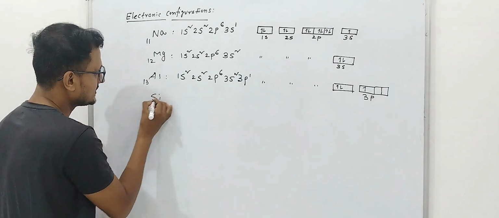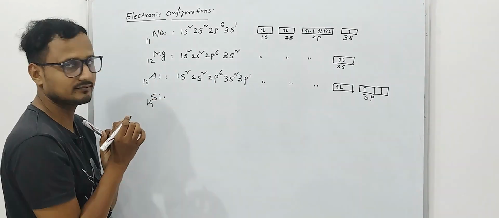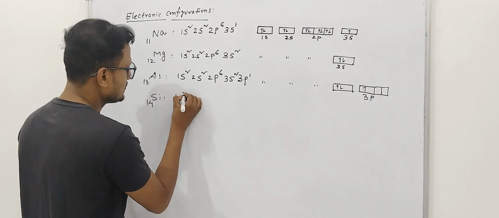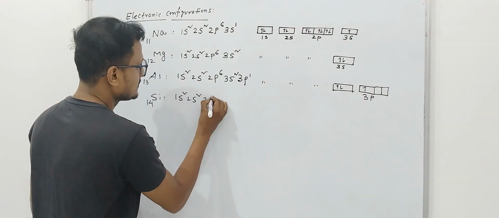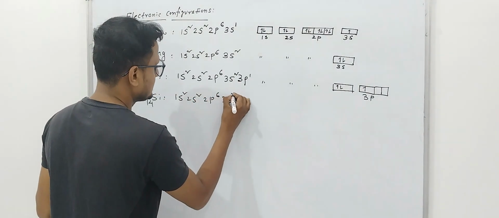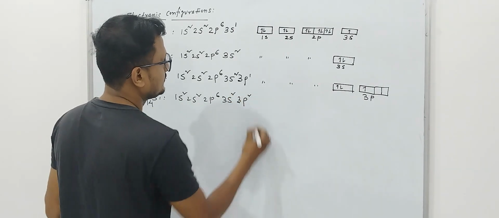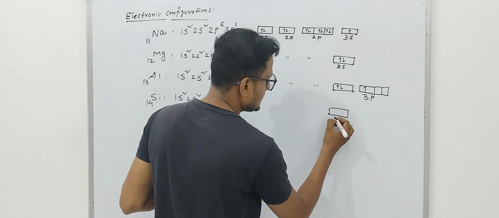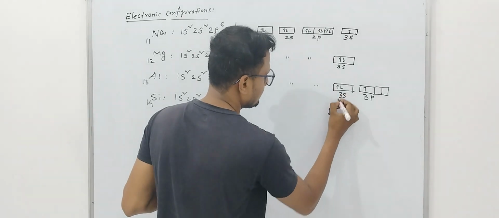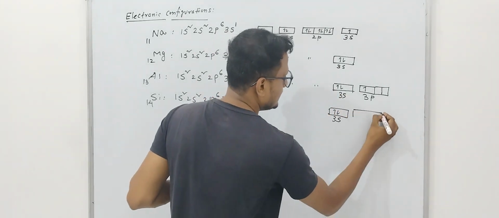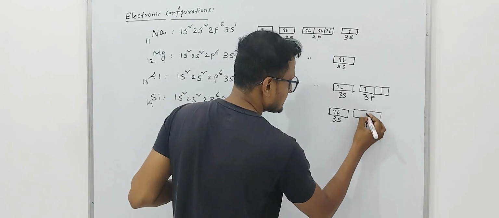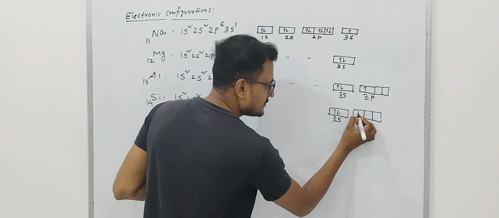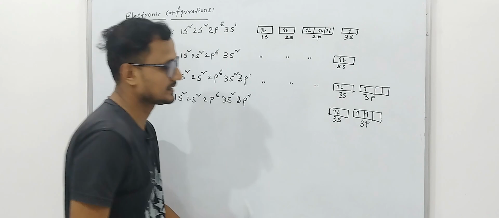Okay, now come to the next after sodium, magnesium, aluminium. It will be silicon. Silicon is 14. This will be 1s2, 2s2, 2p6, 3s2, 3p2. Here is the 3s orbital that I have shown, and in the 3p orbital, as it has 3 suborbitals, the electrons will fill singly.